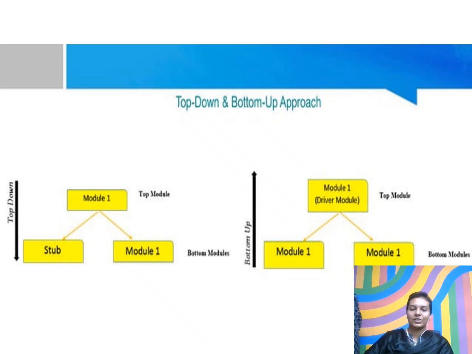Here is the pictorial representation of top-down and bottom-up testing. In top-down testing, the lowest module is replaced by a dummy module called a stub, whereas in the bottom-up approach, the dummy module of the higher level is replaced by the driver module.